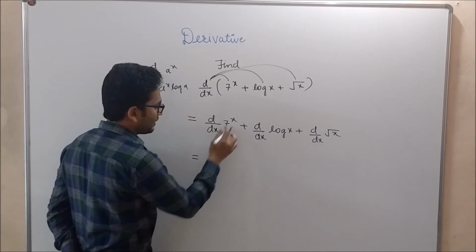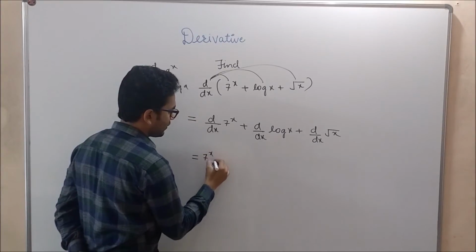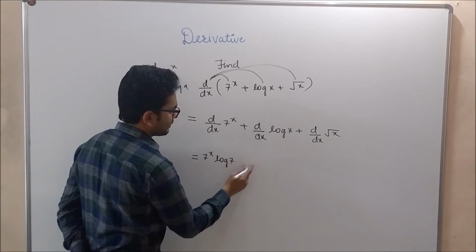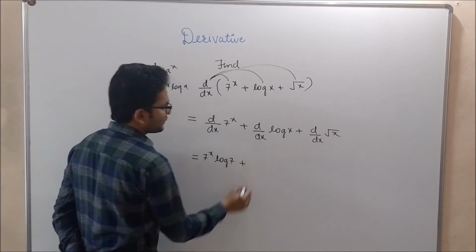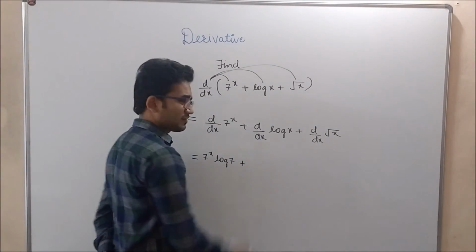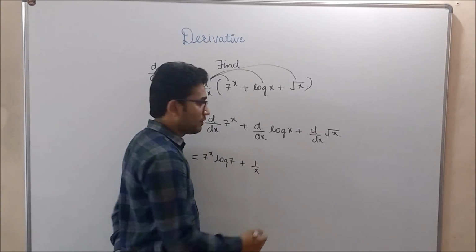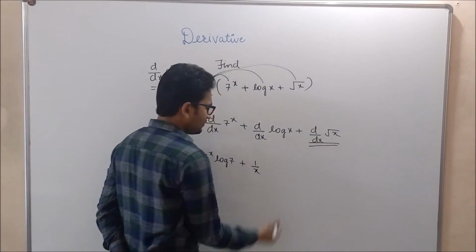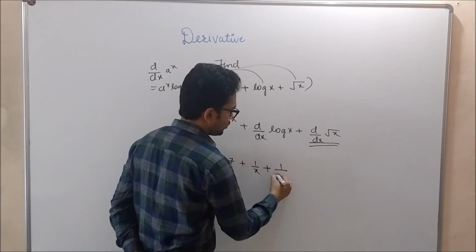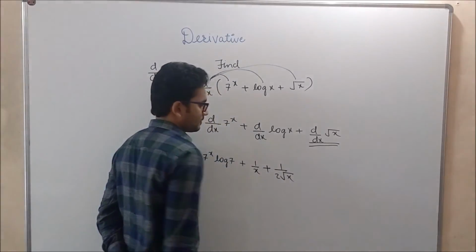So what will be the derivative of 7 raised to power x? 7 raised to power x log 7. Okay. Next is plus sign. Derivative of log x. We are aware of derivative of log of x, which is 1 by x. Derivative of root of x, right? Derivative of root of x is 1 upon 2 root of x.